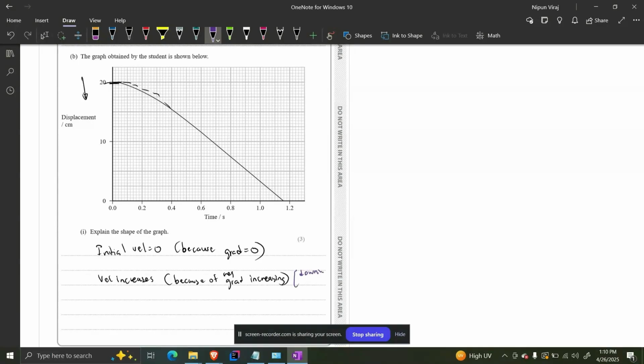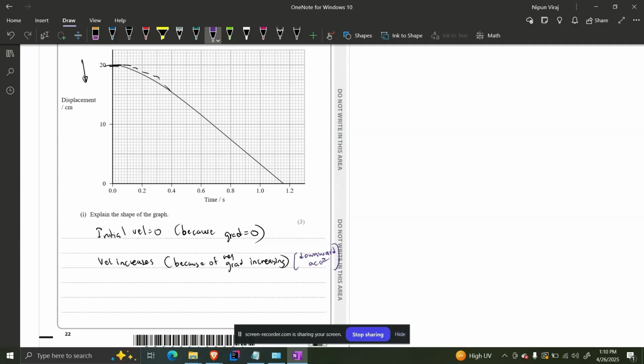Downward acceleration. There's a downward acceleration. That is why this increment happens. Negative gradient increase means velocity increases a little bit. It starts at zero. First of all, it's kept at rest due to this weight. It increases a little bit. Then there's weight and there's a viscous force here.